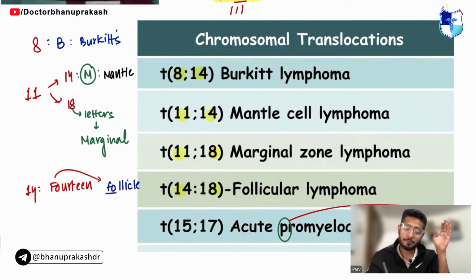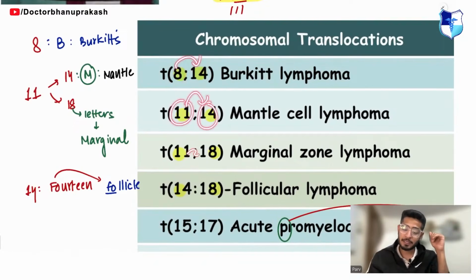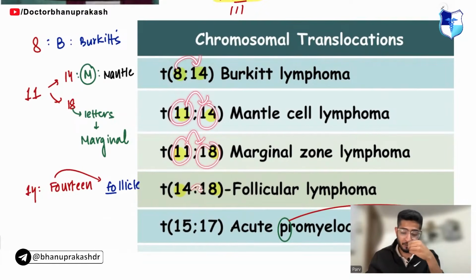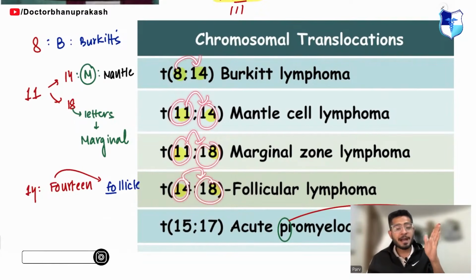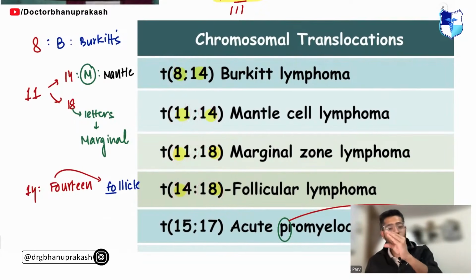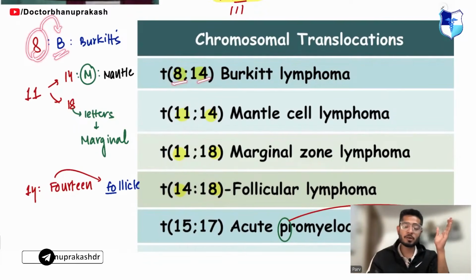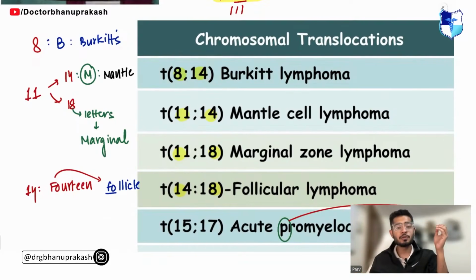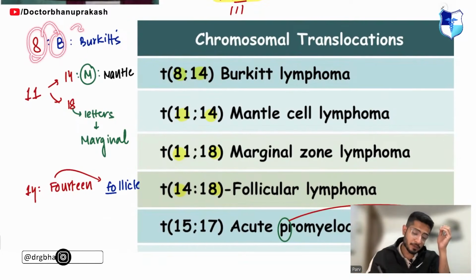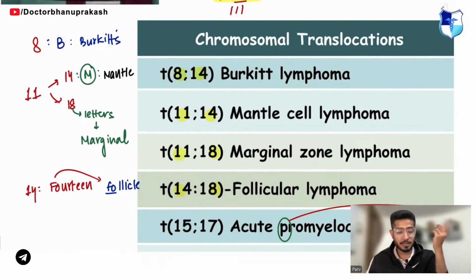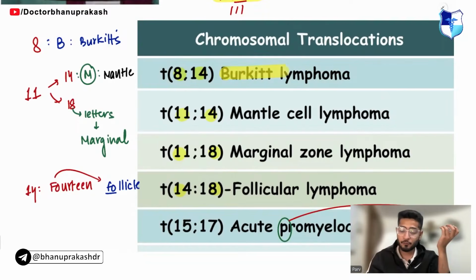First of all, you have to observe a pattern that the smaller number is written first. 8:14, 11:14, 11:18, 14:18, just like this. So the pattern is, we first write the smaller number and then the bigger number. If it is 8:14, 8 and B are similar looking. 8 is similar to B, and B is for Burkitt. So Burkitt lymphoma is going to be 8:14.